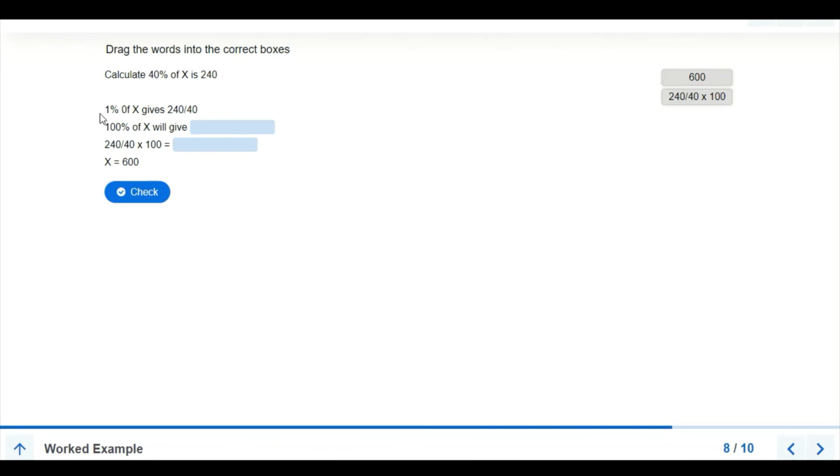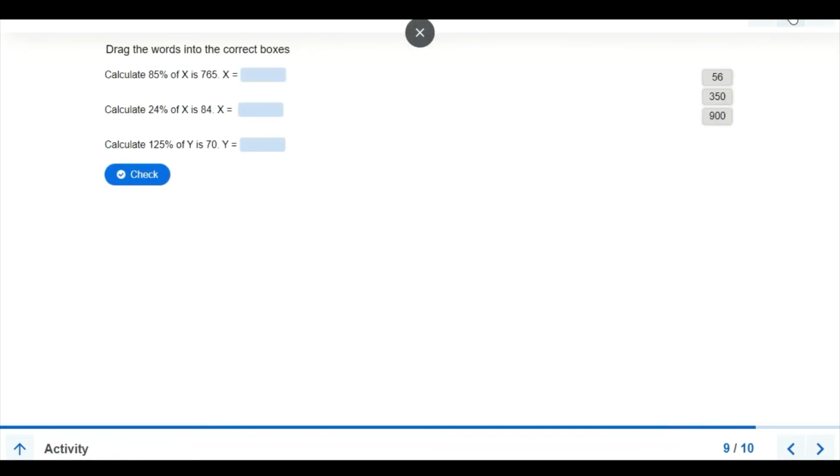So if you look at this, 1% of x will give us 240 divided by 40. So 100% of x will give us 240 over 40 multiplied by 100. Now by the time we multiply 240 by 100, that is 24,000. Now divide 24,000 by 40, our answer is 600. So here x is going to be 600. So let's check. That is going to be the answer.